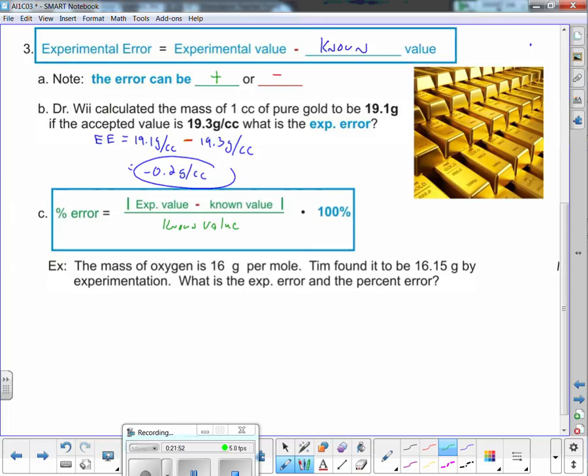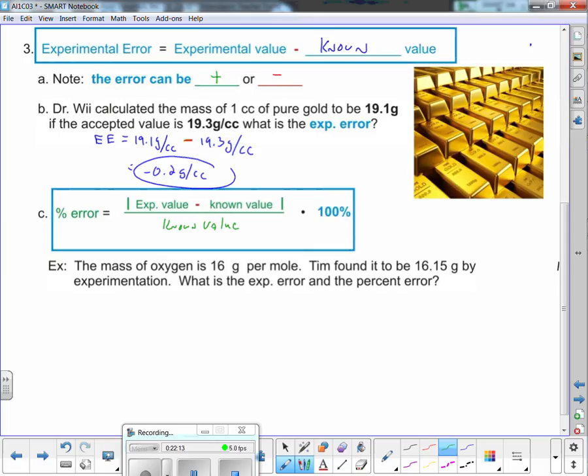Multiply by 100%. This goes along with the percent change formula in that aspect. It's just that the bottom is not the original number, it's the known value. So experimental error divided by the known value times 100%.